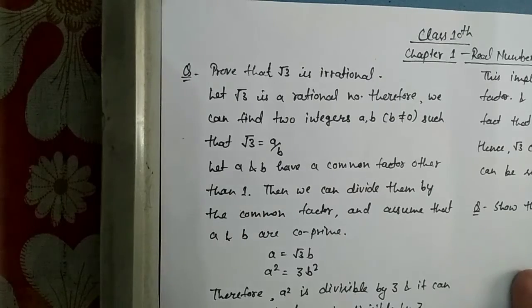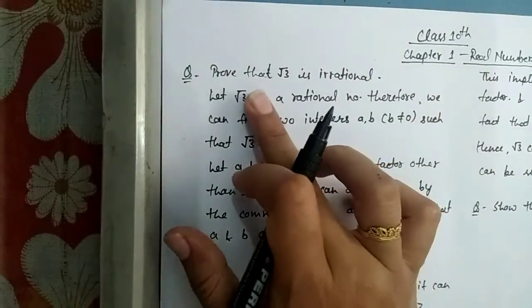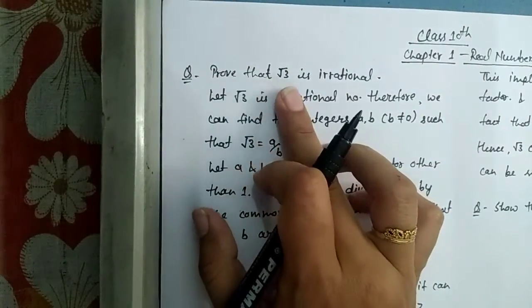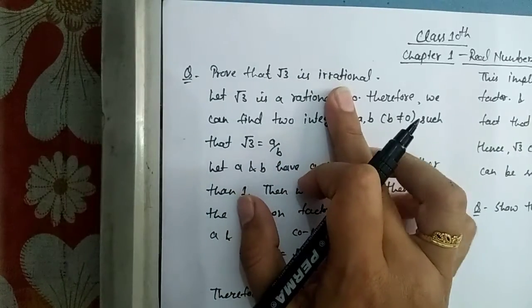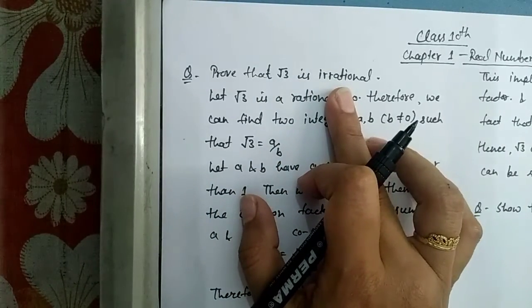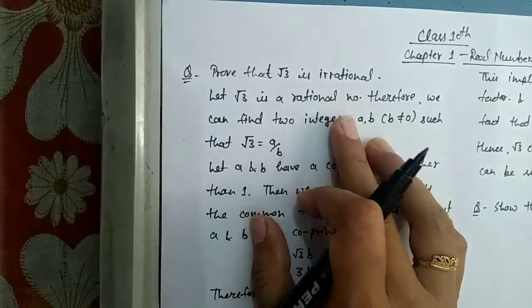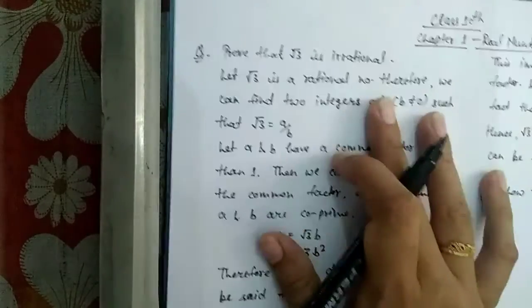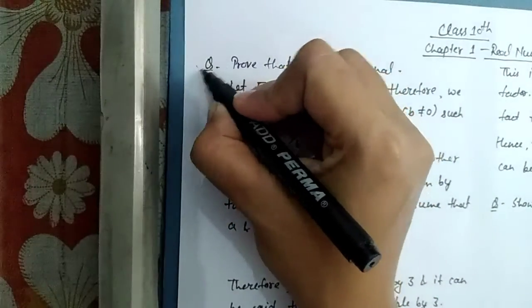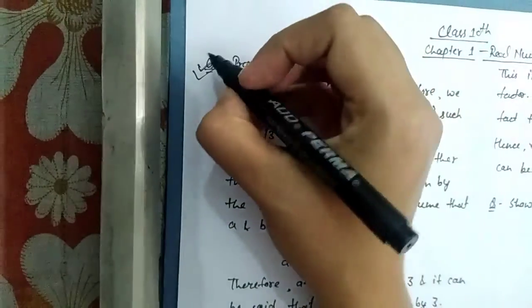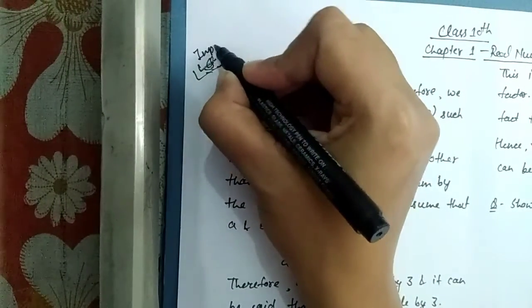Hello students, today we will prove that root 3 is an irrational number. Okay? Firstly I want to tell you this is the most important question for your board exams.